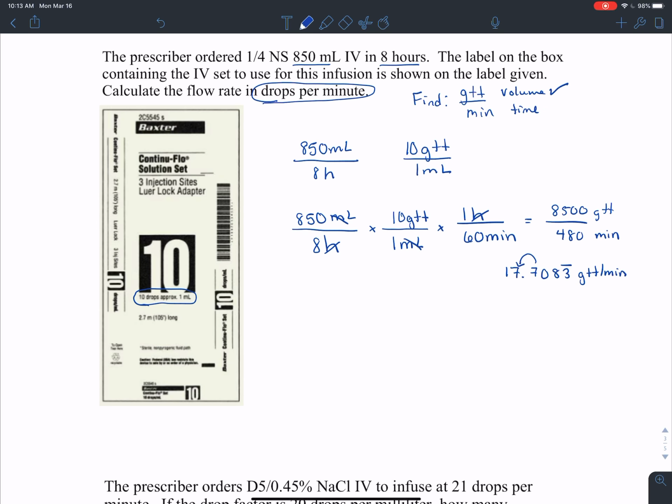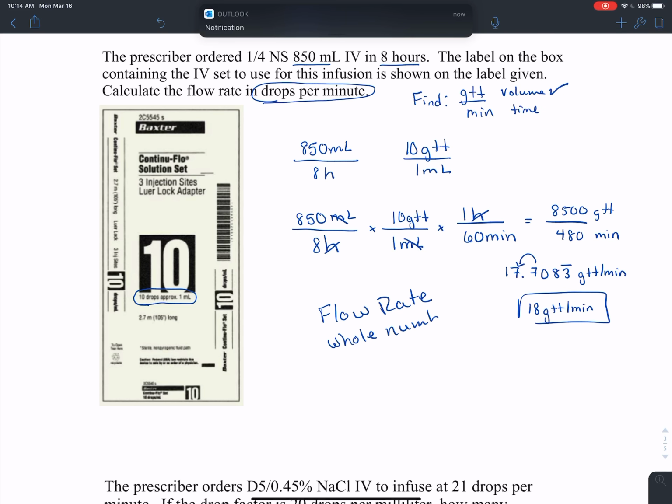So that 7 tells me to bump that 17 up. So I end up with 18 drops per minute. And as a note, we're going to say flow rates, we always round to the nearest whole number.